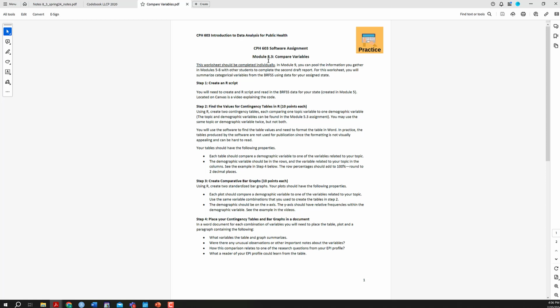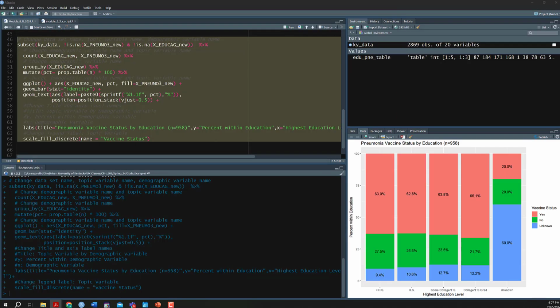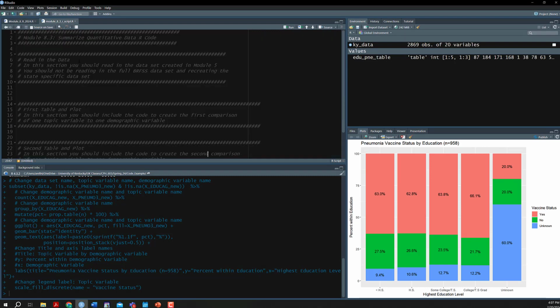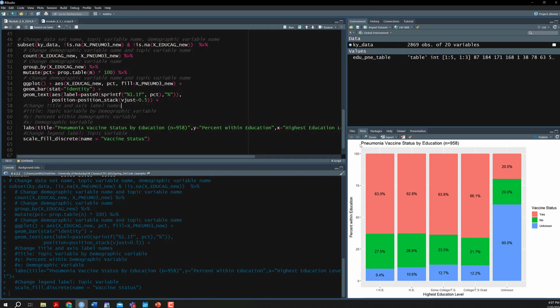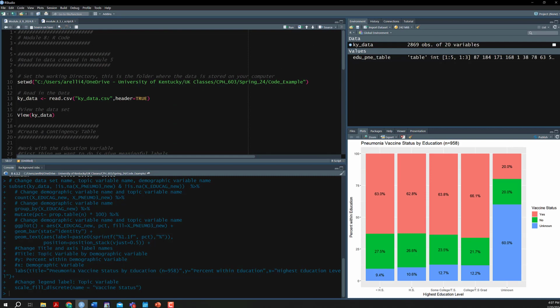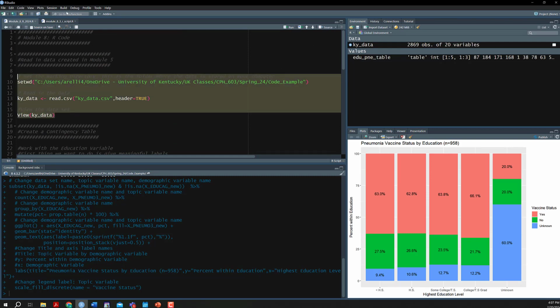Again, you're going to make both contingency tables where you condition on demographic variables, as well as bar plots where you do the same thing, and then you'll place those in a document. So let's look at how you'll do that in R. Located on Canvas, similar again to other modules, we have this template for your script. The first part of the template is to read in the data. Similar to other modules, you'll come to the data section and copy that over.